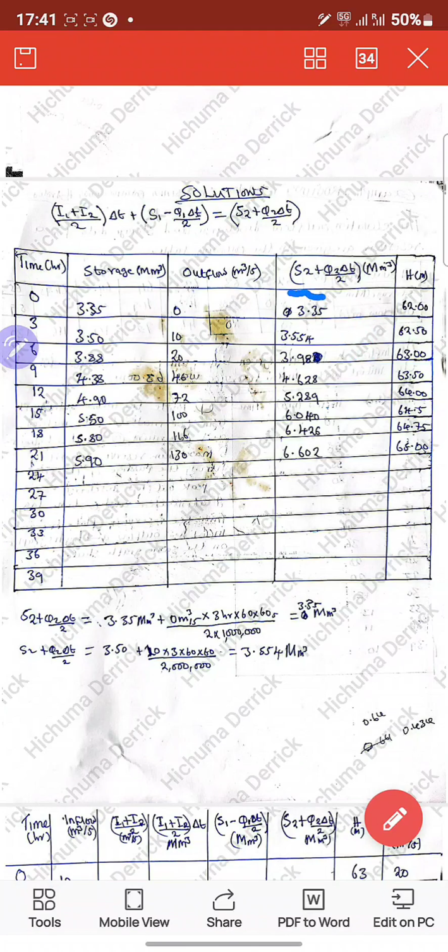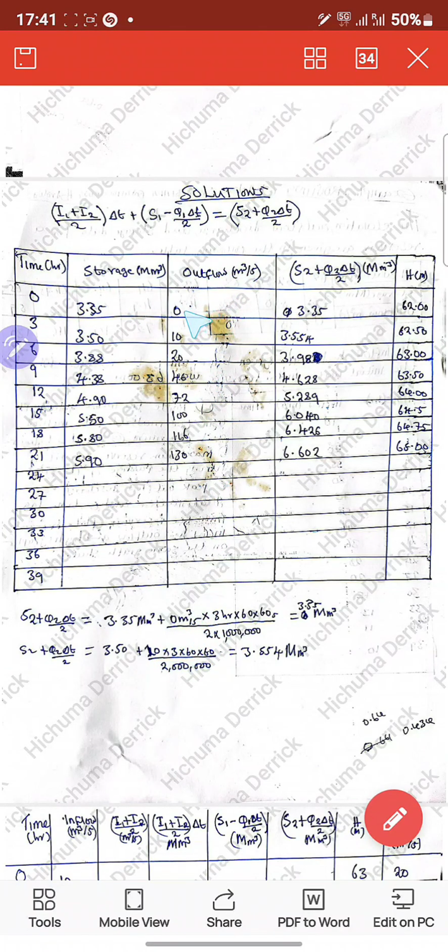So for example, this figure was calculated, as I indicated here. S2 plus Q2 times change in time over 2 is 3.35. This figure here for t equals 0 is 3.35 plus 0.